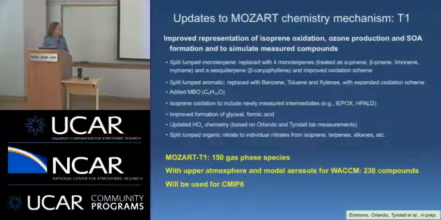I won't go through all the details, but we're improving primarily the isoprene oxidation because we understand more from laboratory and field measurements about how isoprene gets oxidized, also to improve ozone production and SOA formation. So this new mechanism has 150 gas phase species. When we combine that with the upper and middle atmosphere and modal aerosols for WACM, it is 230 compounds, much to their dismay at the computational cost. But we have decided that this version will be used for the CMIP6 simulations that we're running with CESM.